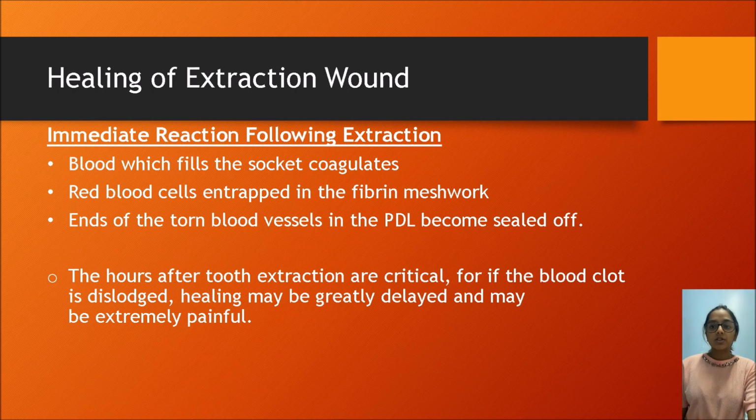Now the immediate reaction following extraction would be that the blood which fills the socket will coagulate. The RBCs, red blood cells, will be entrapped in the fibrin meshwork, and the torn blood vessels in the periodontal ligament become sealed off. Now, the hours after tooth extraction are critical, for if the blood clot is dislodged, healing may be greatly delayed and may be extremely painful.